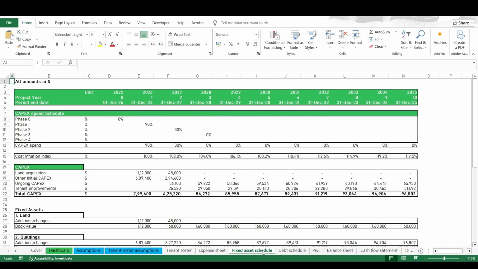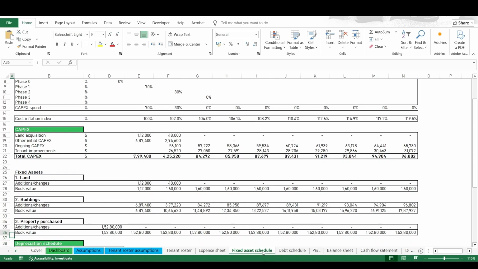Next we have the fixed assets schedule wherein we have the capex spend schedule. Here is how much we are willing to spend in the first year, second year, third year of the total capex that is required. And here we have the distinct capex categories: land acquisition, other initial capex, the ongoing capex, and tenant improvement charges. So that's how we calculate the total capital expenditure.